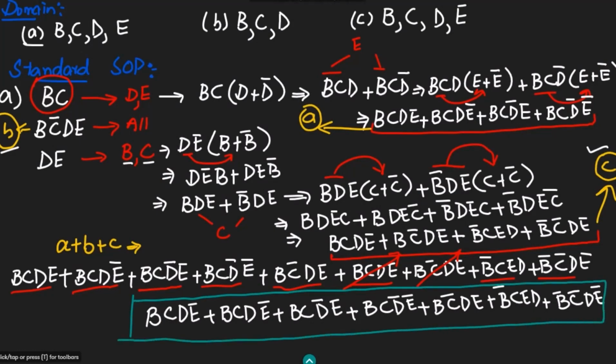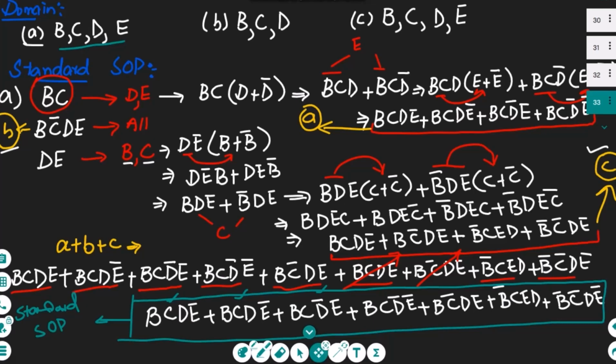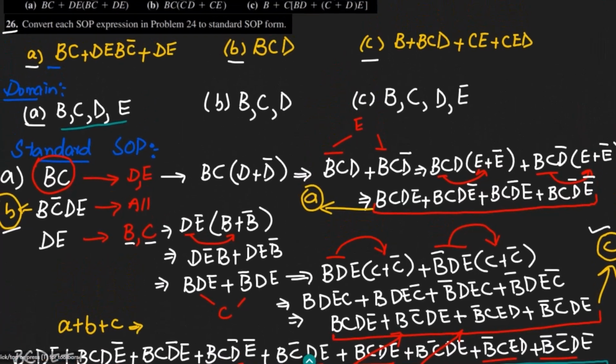So this is the final answer of my question, which is now in the standard form, because all the terms here contain all the elements which were mentioned in the domain of its equation. You can see that every term here is basically composed of B, C, D, E. So this is basically the standard sum of product form. Okay.